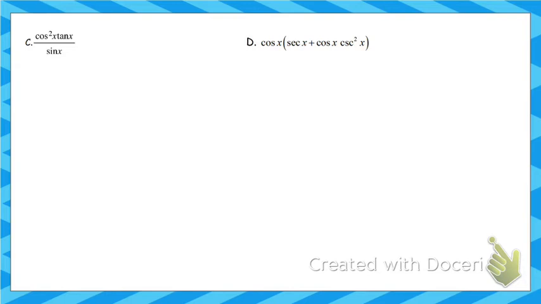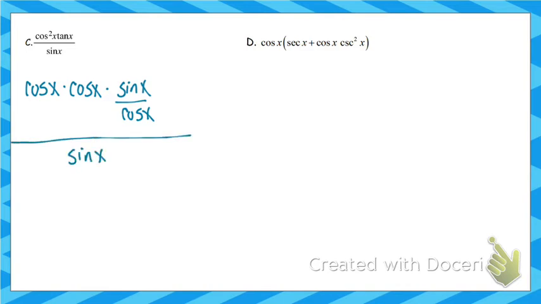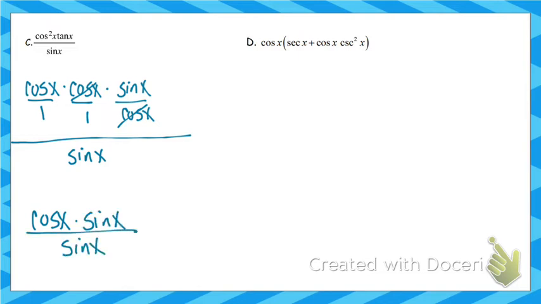What I'm going to do is go ahead and start by rewriting tangent. So I'll rewrite cosine squared as cosine times cosine. I'm going to rewrite tangent as sine over cosine. And then this whole thing is divided by sine. So I'm going to start by looking at just the top of this fraction. Well, those cosines are going to cancel out because it's all multiplied together. That's going to leave me with cosine times sine at the top of this fraction and sine at the bottom of this fraction. Now your sines can cancel out and you're left with cosine.